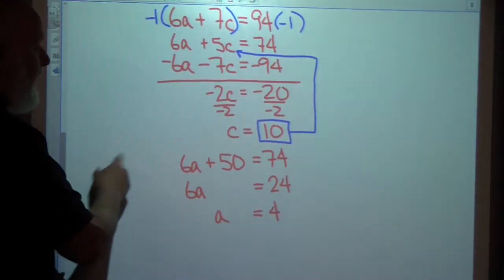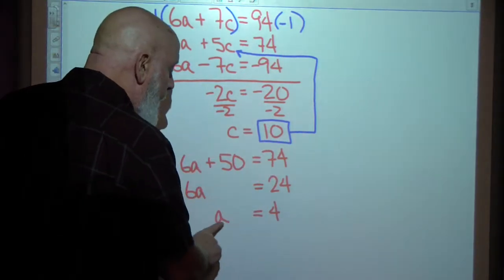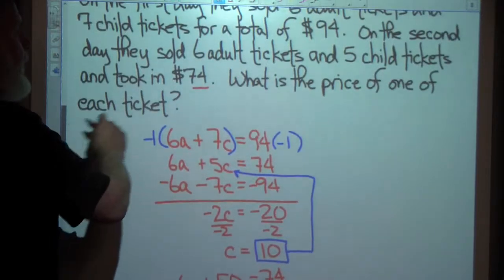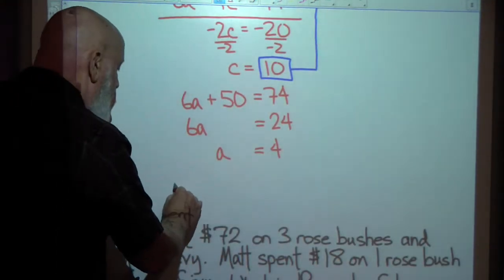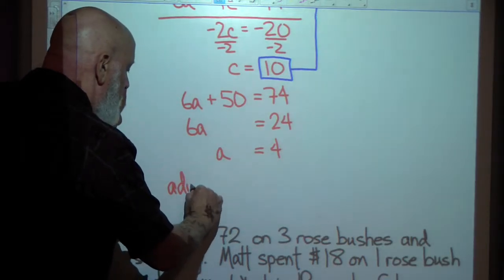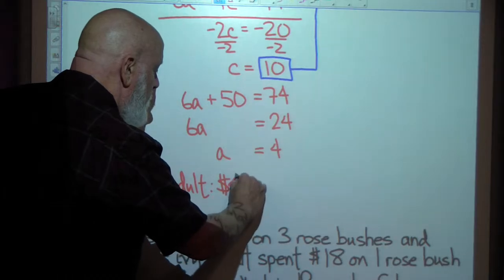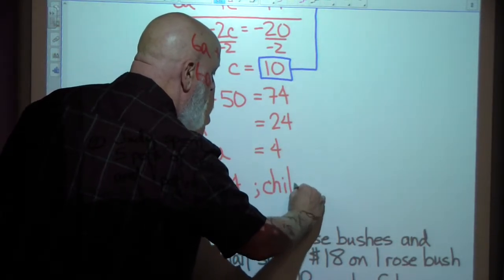Oh no, I've got it all solved. A child ticket is $10. And an adult ticket is $4, so I'm going to go ahead and state that because it said, what is the price of one of each ticket? So I want to go ahead and state adult, $4, child, $10.